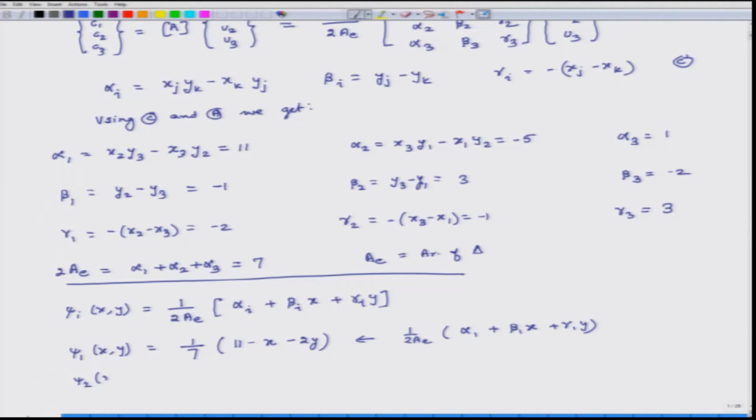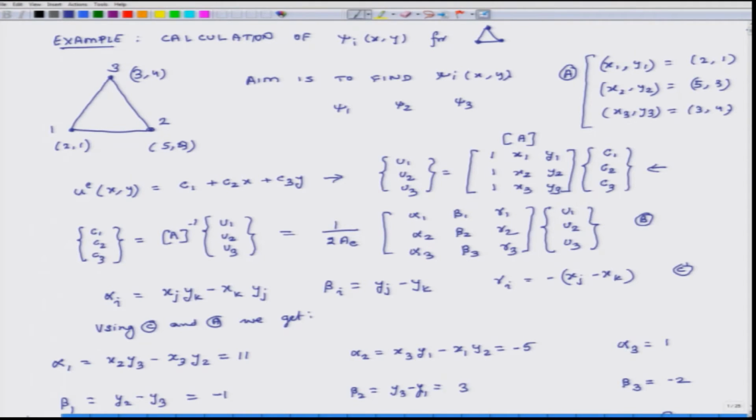Similarly, psi 2, which is the approximation function associated with the second node, is equal to 1 over 7 times (minus 5 plus 3x minus y), and psi 3 of x, y equals 1 over 7 times (1 minus 2x plus 3y). Okay. So, this is how we can calculate psi functions for a triangular element. So, that is what we have shown.